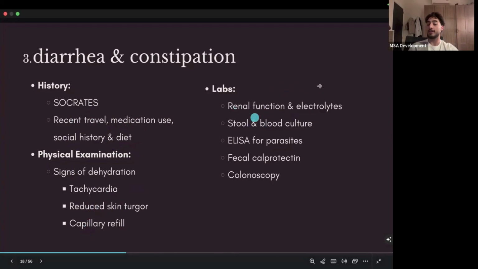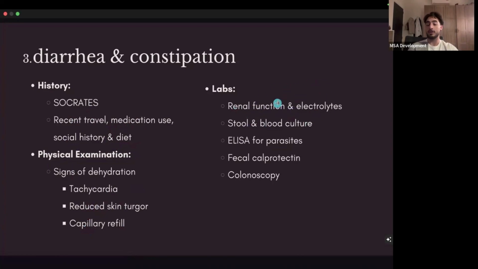For labs, we're going to check the electrolytes because you could see a lot of electrolyte abnormalities with diarrhea. You're losing a lot of ions in your stool. Stool and blood culture, obviously you do the septic workup if you're suspecting an infectious cause. But again, you wouldn't do a culture if it's a parasitic cause. You would do ELISA for parasites mostly. Fecal calprotectin is a non-specific sign of GI inflammation that could be going on. So you also see this in IBD, for example, inflammatory bowel disease, which we'll talk about soon.